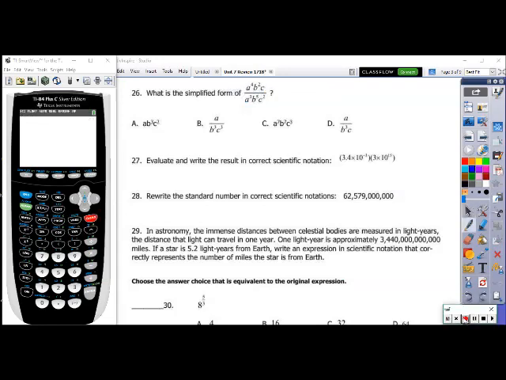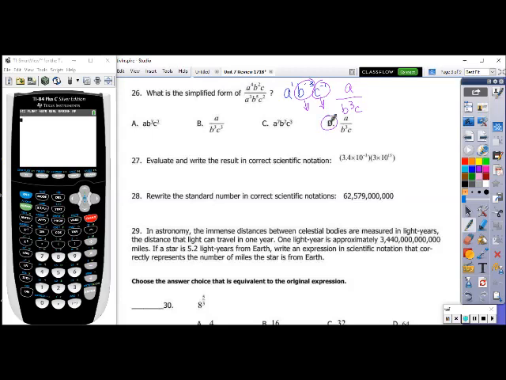For number 26, this is just like some we did on the last page. We just have to subtract our exponent, since we are dividing like bases. So that's going to be a to the 1st, b to the negative 3rd, and then c to the negative 1st, and then take care of those negative exponents by moving them to the denominator. So it's going to be a over b cubed c, which is going to be D.